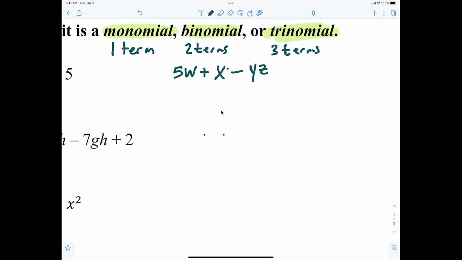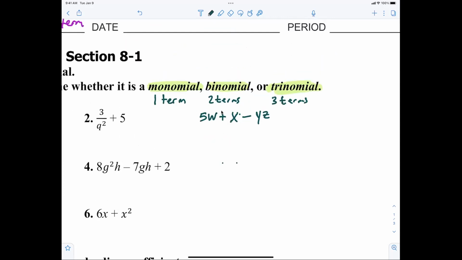Terms are separated by addition and subtraction. After 3 terms, we just call it polynomials. All right. Poly just means many. So you have a monomial, binomial, trinomial, and then everything else is a polynomial. Is every monomial a polynomial? Technically, yes. Every binomial is a polynomial. Every trinomial is also a polynomial. Now, listen, how do we define what a polynomial is? Polynomial exponents are whole numbers.